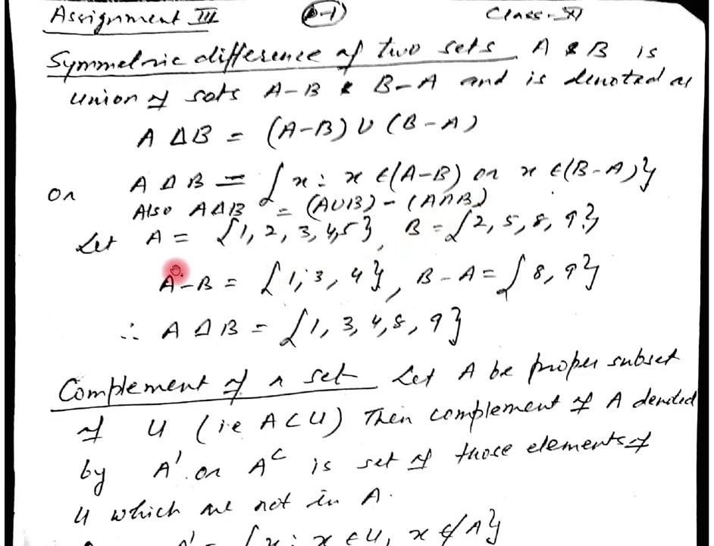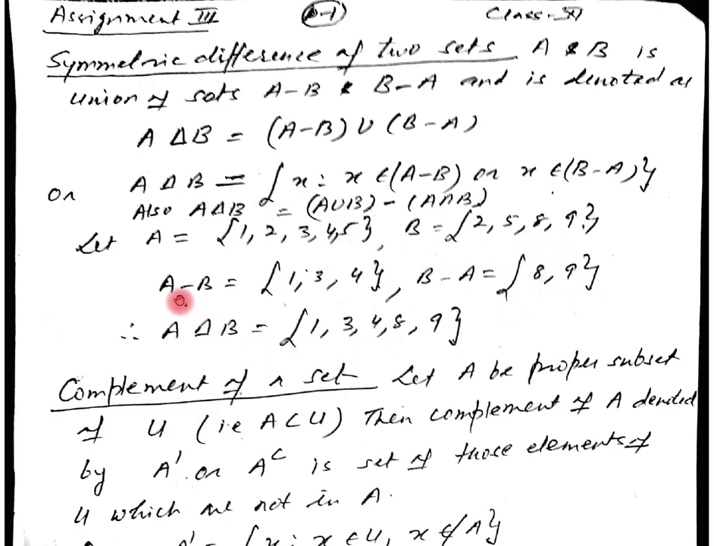Now let us see with the help of an example. Let A be a set having elements 1, 2, 3, 4, 5 and B the set having elements 2, 5, 8, 9. Then A minus B will be what? Elements of A which are not in B. So it will be 1, 3, 4. Similarly, B minus A, elements of B which are not in A. So these are 8 and 9.